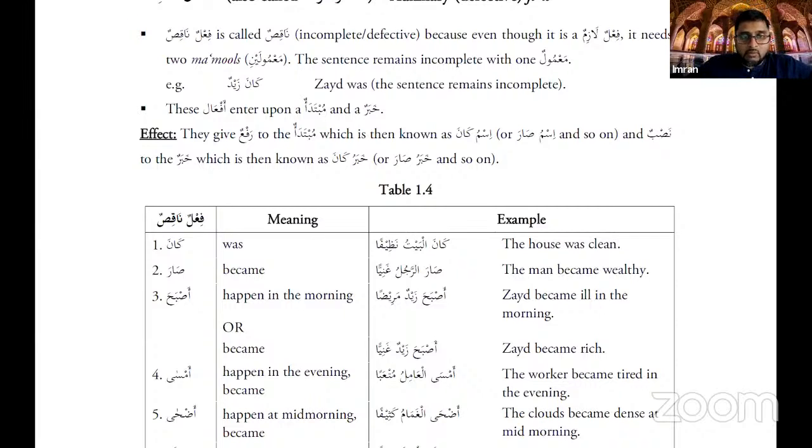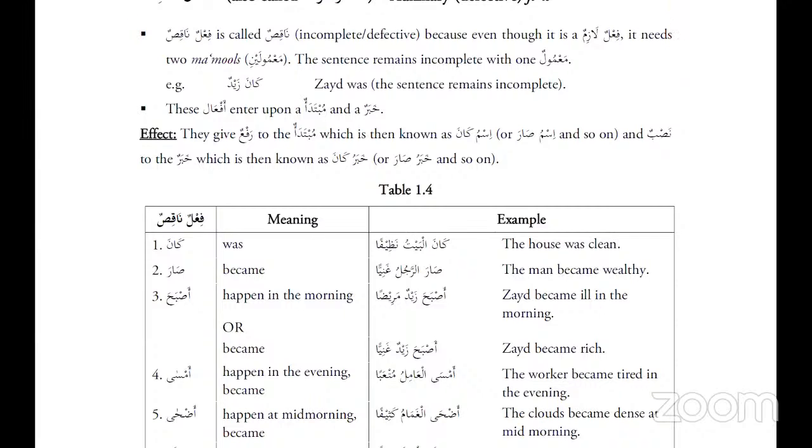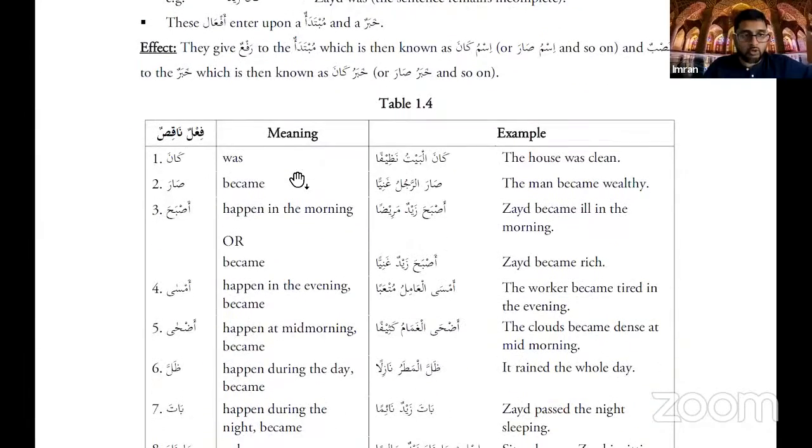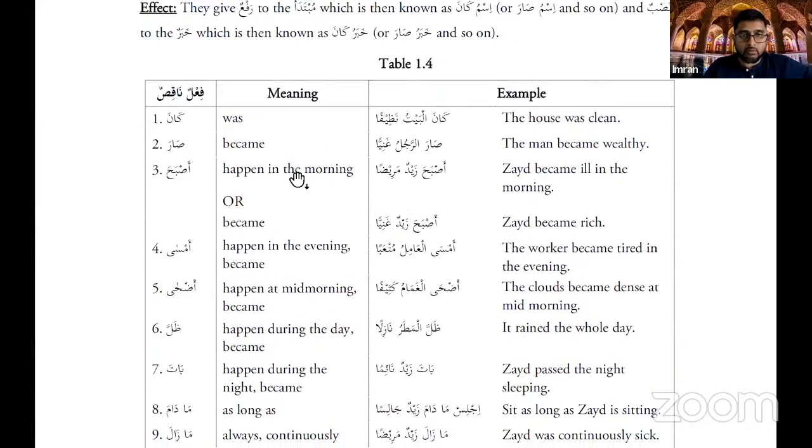These af'al enter upon a mubtada and a khabar. They give raf' to the mubtada, which is then known as ismu kana, and nasb to the khabar, which is then known as khabru kana. Shall I go through the examples? Yes, please. I want you to go through 3 and then I'll bring someone else.